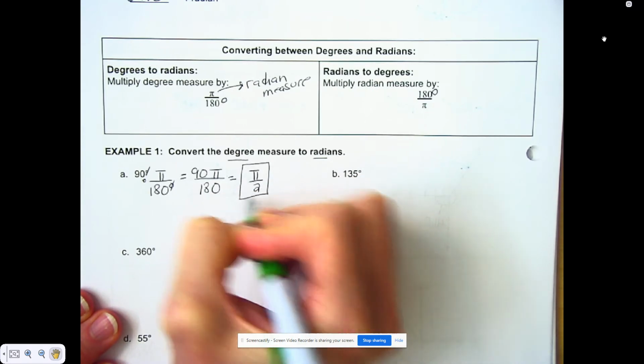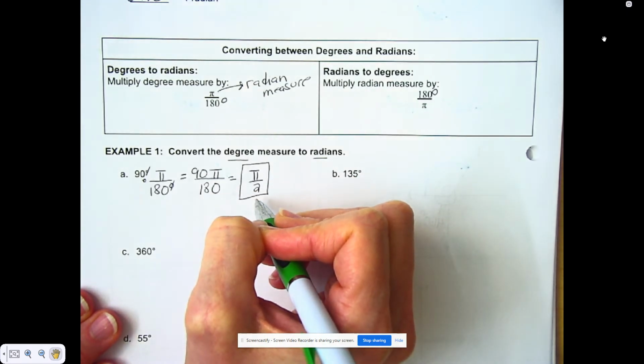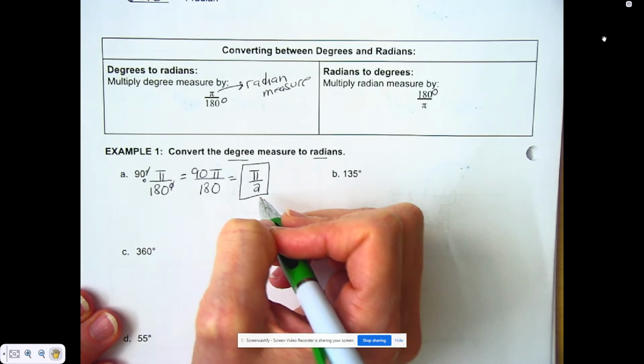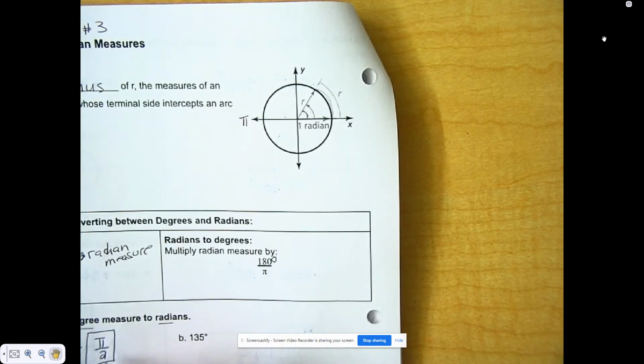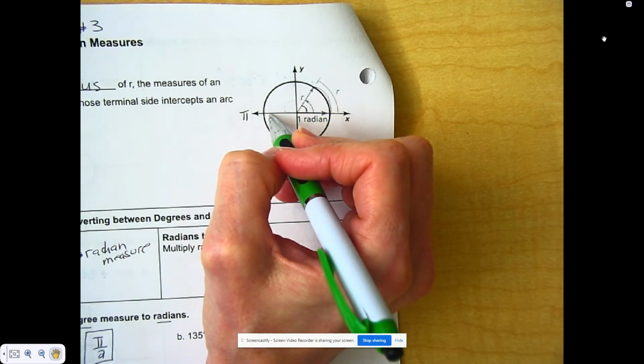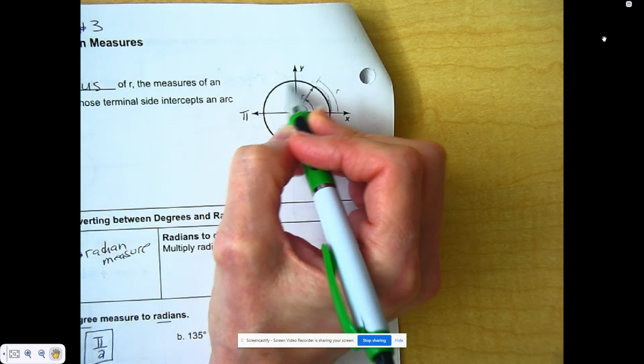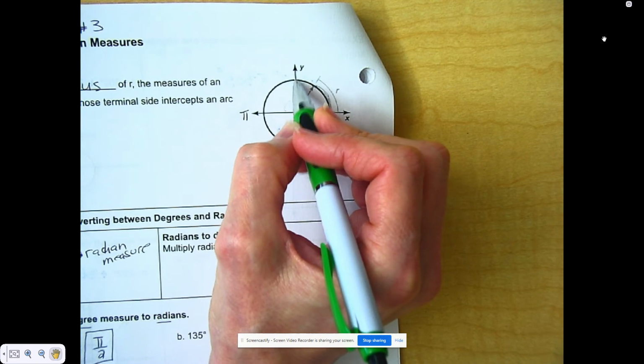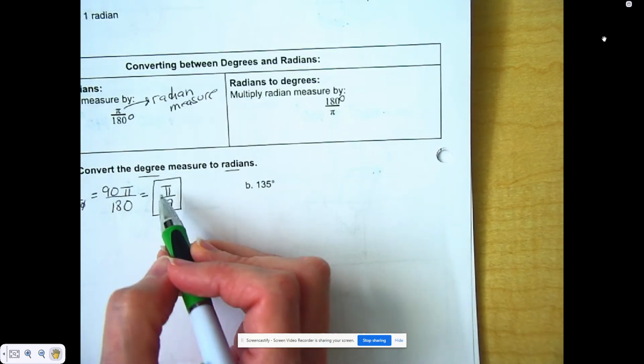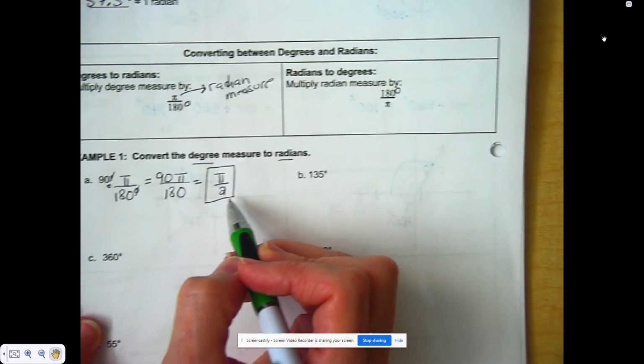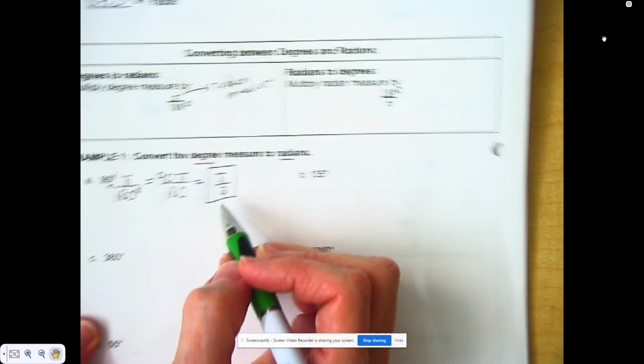So 90 degrees is the same as pi over 2, or half of pi. And that makes sense, right? Because we said 180 degrees is 1 pi, so 90 degrees would be half a pi, or pi over 2, or pi times half.